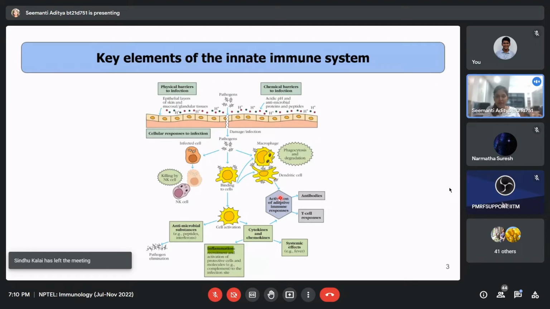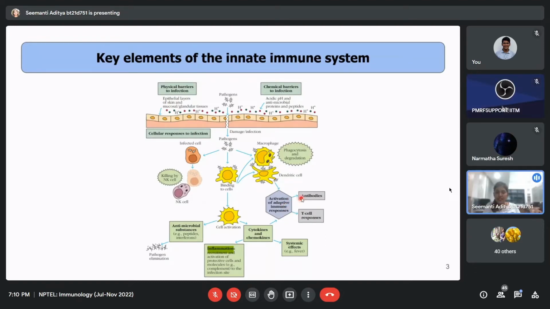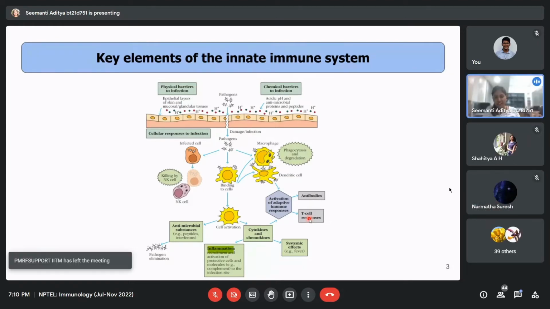Adaptive immune responses are very specific to a particular pathogen, and that will result in the synthesis of antibodies from the B cells and T cell responses. So adaptive immune responses are from two cells, B cells and T cells. B cells will help in the release of antibodies that will cause specific neutralization of any pathogen or antigen. And T cell responses help in cytotoxicity. They will mediate cytotoxicity, or directly kill the pathogen or the affected cells.